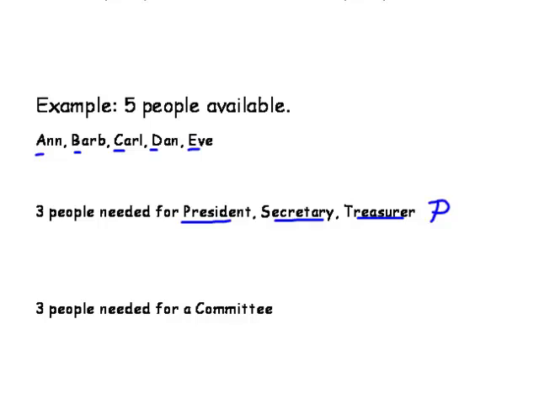Think about this permutation thing a little more. If Anne's the president, Barb's the secretary, and Carl is the treasurer, it's different if Barb is the president, Anne is the secretary, and Carl is still the treasurer. It matters the order that they're chosen. But when we think about a committee of 3 people and they get together and meet, Anne, Barb, and Carl, it doesn't matter. They're the same 3 people in this committee, so this would be a combination.